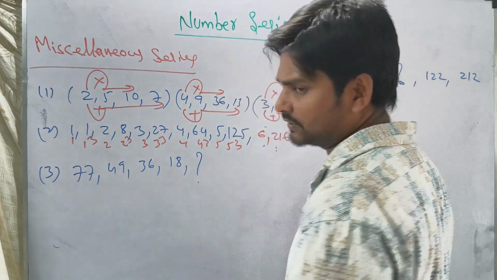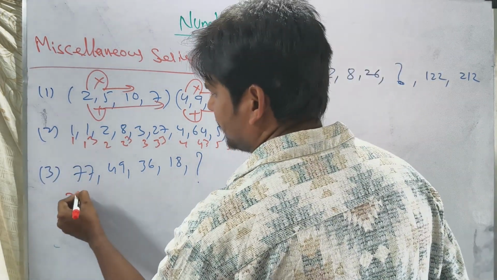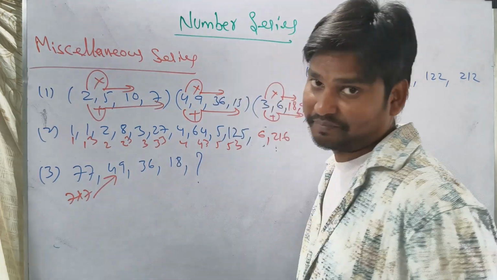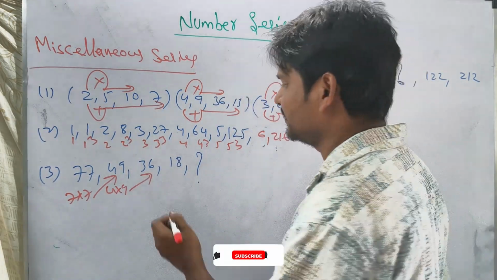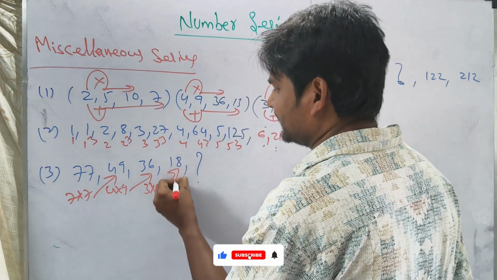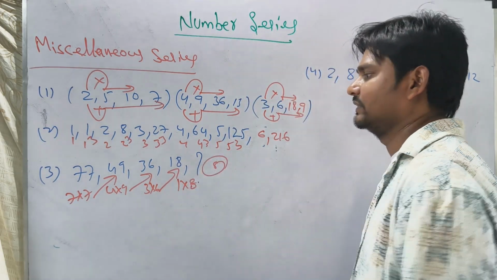Now see here, this is another pattern. Within the digits, product: 7 7s are 49. That is the next term. Now 4 9s are 36. That is the next term. Now 3 6s are 18. That is the next term. Now 1 into 8 is 8. Like this you will get.